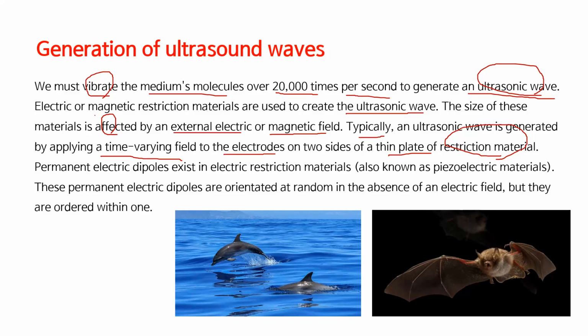A permanent electric dipole exists in electric restriction materials, also known as piezoelectric materials. These permanent electric dipoles are oriented at random in the absence of electric field, but they are ordered within one.